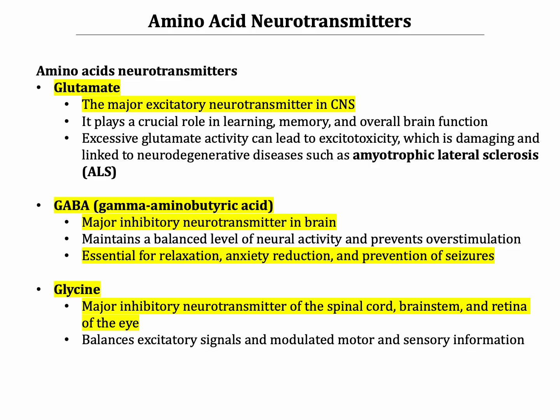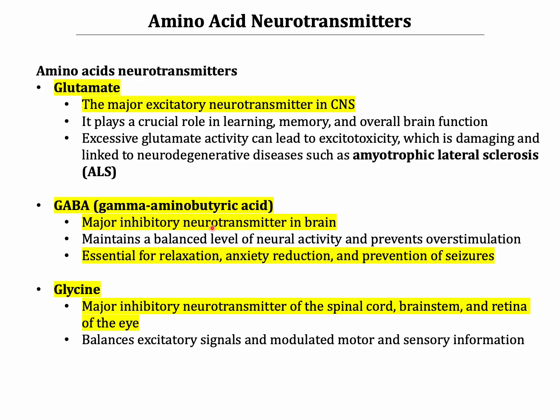Then we have glutamate, GABA, and glycine. Pay close attention here to the function. Glutamate is the major excitatory neurotransmitter in the central nervous system, so the brain and spinal cord. It really controls all processes because it creates that excitatory message. It encourages action potential formation.